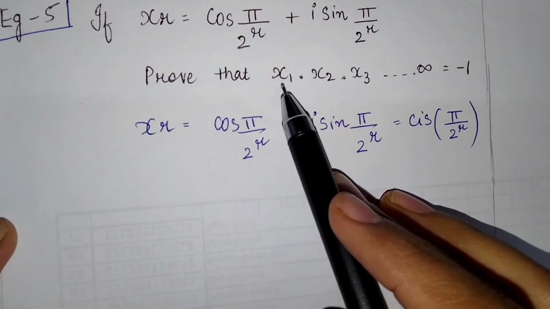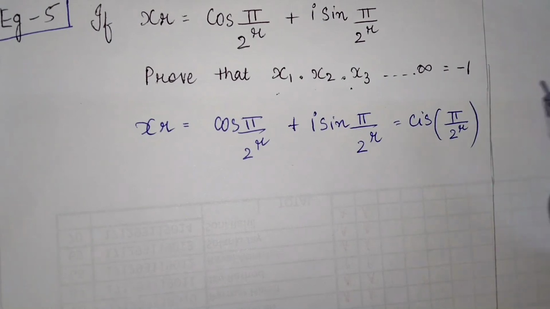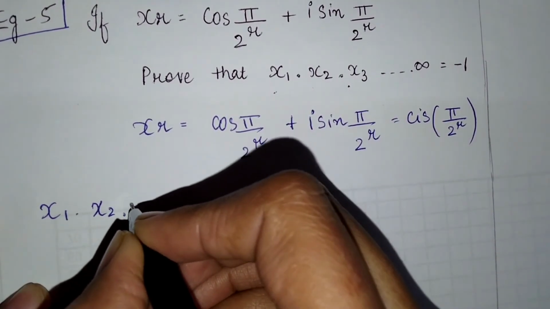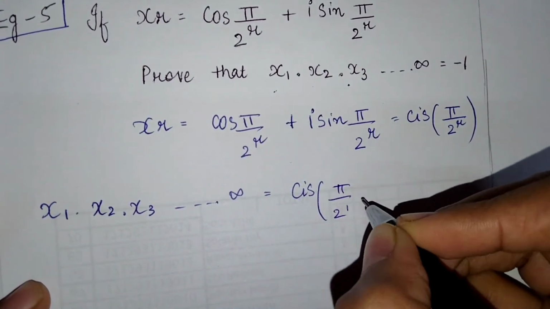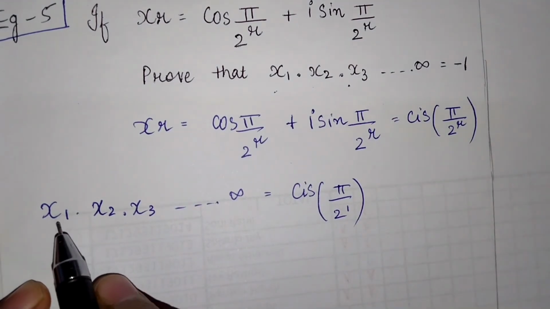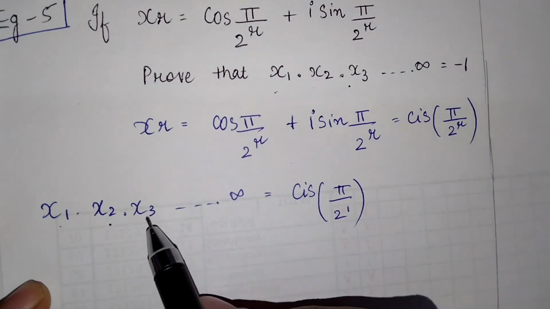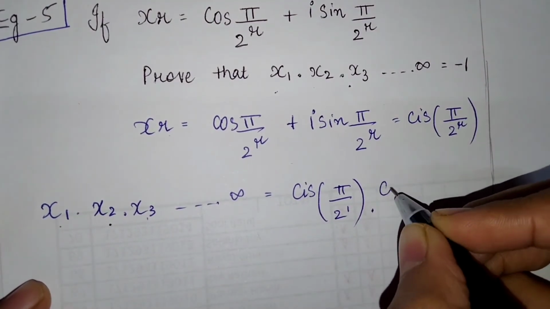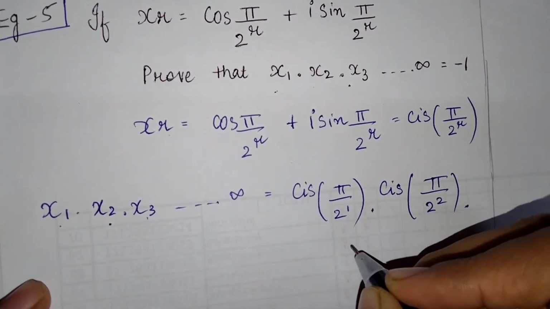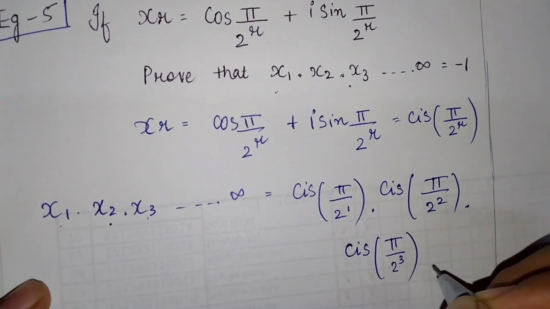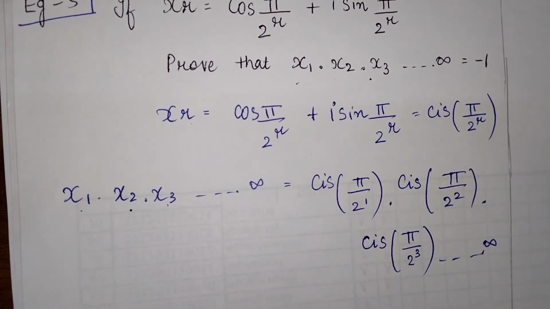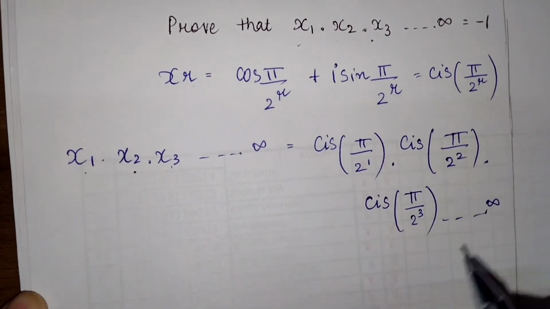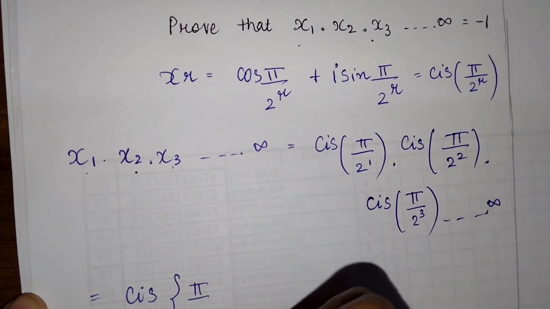So we can easily write all the terms. Now, instead of x r, we are given x1, x2, x3, and we have to prove that their product comes out to be minus 1. So we can write x1 into x2 into x3 up to infinity. For x1, it will be pi upon 2 raised to 1. Similarly, for r equal to 2 it is 2 raised to 2, and for 3 it is 2 raised to 3. So we can write cis pi upon 2 raised to 1 into cis pi upon 2 raised to 2 into cis pi upon 2 raised to 3 up to infinity. For x4 it is pi upon 2 raised to 4, then 2 raised to 5, and it will keep on going.